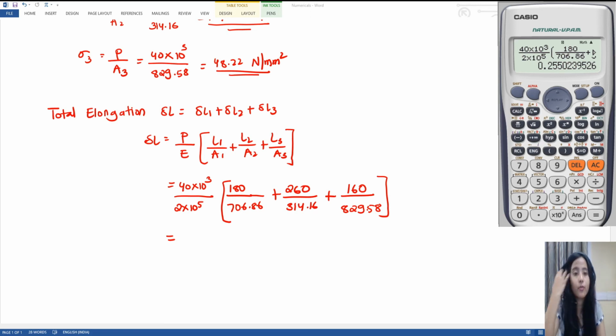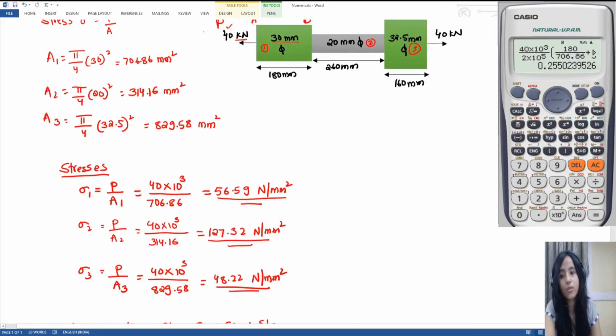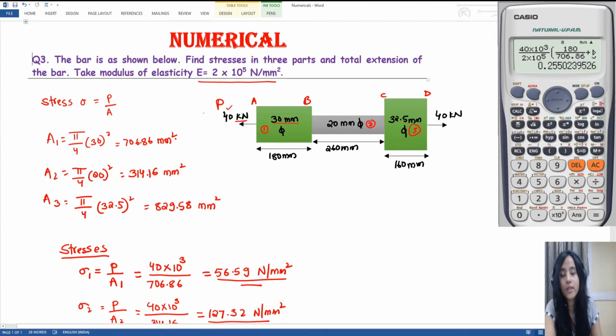So we're getting 0.26 mm. We got a positive answer here, which means this is correct. The section is under tension and the length is increasing by 0.26 mm. So this is it for this numerical. I hope this numerical is also clear.